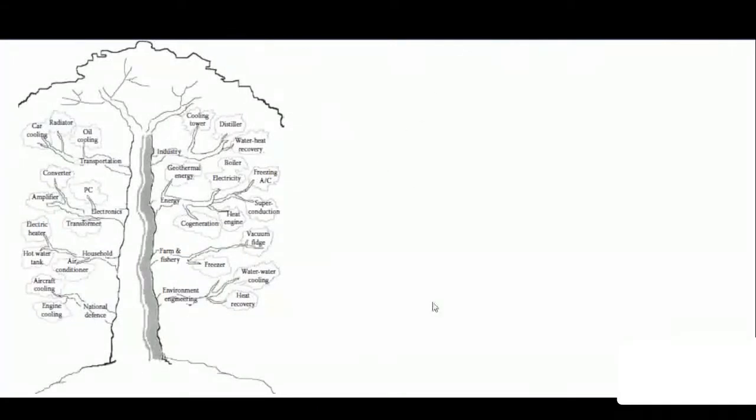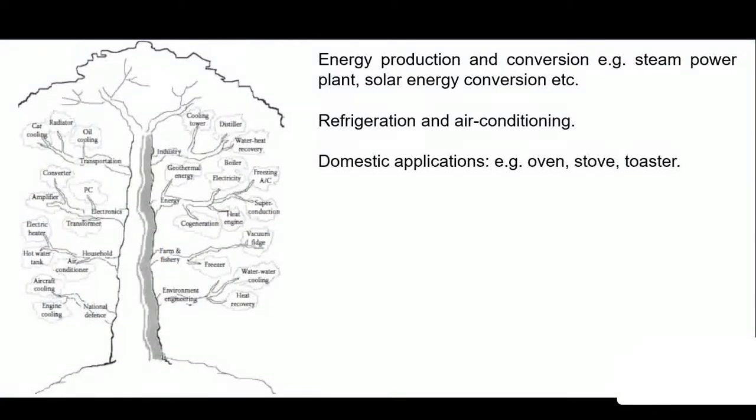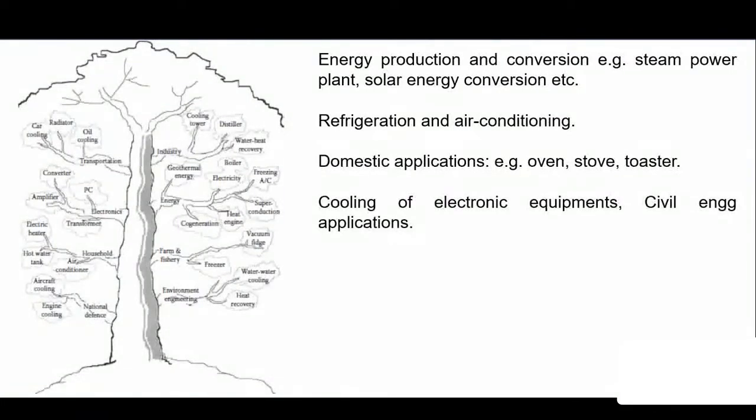If you summarize all these applications in a common thing, you can find that heat transfer is used in energy production systems like steam power plant, solar energy conversion. It is used in refrigeration and air conditioning because of the use of condensers and evaporators, wherein the heat transfer is taking place. And in domestic appliances like oven, stove, toasters, heat transfer is there. Cooling of electronic equipment is a very major application nowadays because we are residing in the age in which electronic equipment are being used. Civil engineering applications like cooling of the cement, concrete.